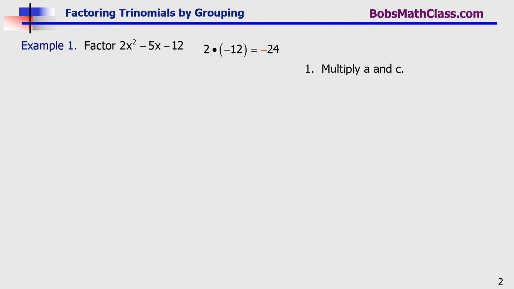All right, second step. List the factors. So that means anything that multiplies to be 24. Try to write it in order, starting with 1. 1 times 24, 2 times 12, 3 times 8, and 4 times 6.